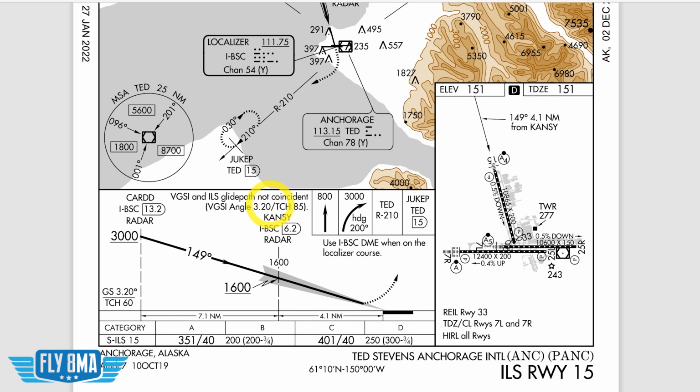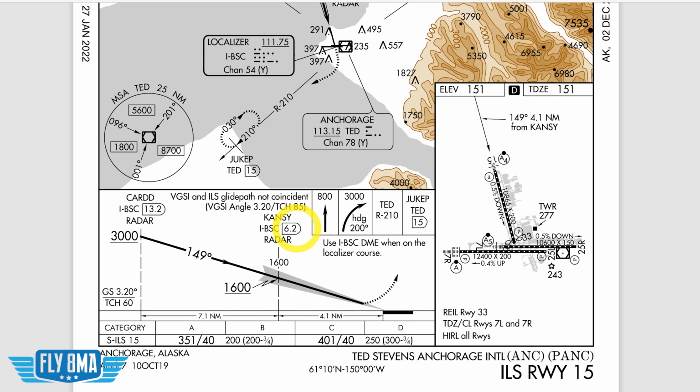The VGSI angle 3.2 has a threshold crossing height of 85 feet. That's because the pilot's typically going to sit a little bit higher than the glide slope antenna. So the glide slope antenna is going to cross the threshold of the runway at 60 feet. Doesn't mean the landing gear will. Maybe the landing gear sticks down below the glide slope antenna by quite a bit in the landing attitude. And then the cockpit, think something like a 747, sitting up quite a bit higher than that glide slope antenna. Threshold crossing height 85 feet for the actual visual glide slope indicator, the PAPI lights in this case.